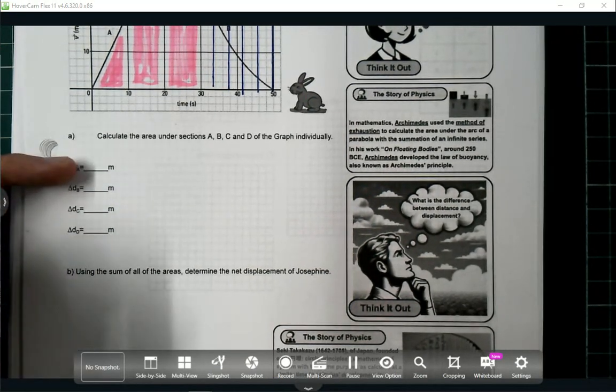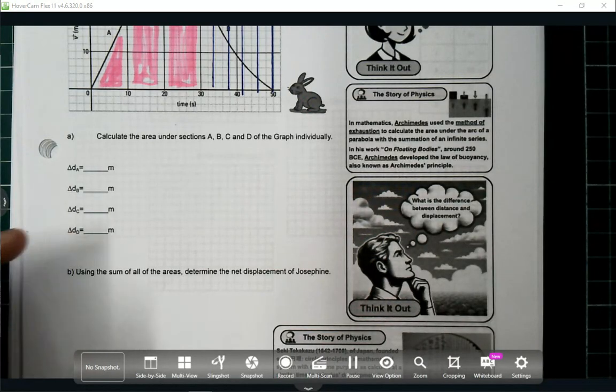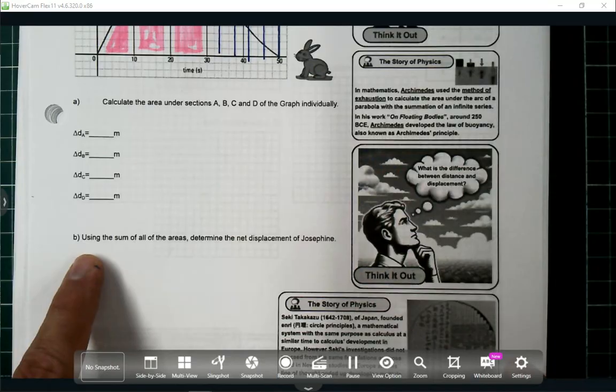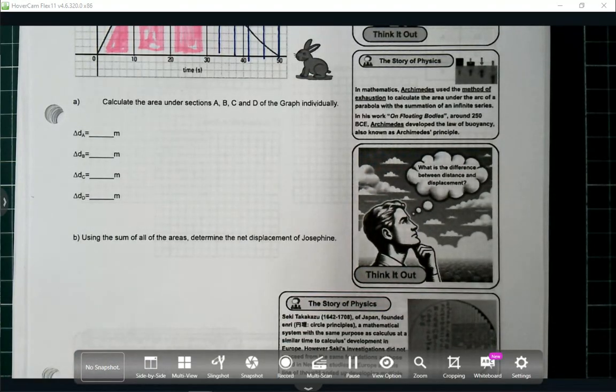You got to find first the displacements for the individual portions, and then part B says to sum them all up. Find Josephine's total displacement.